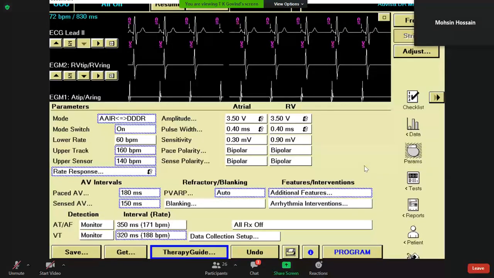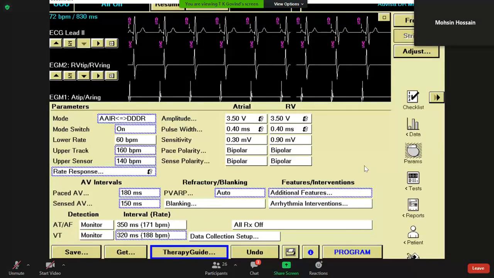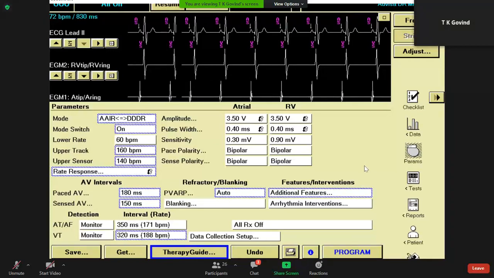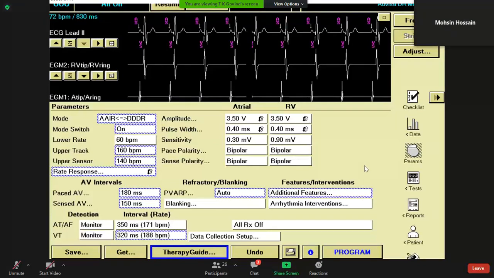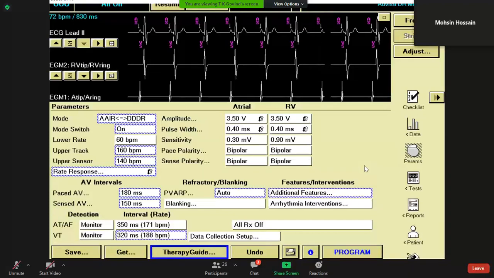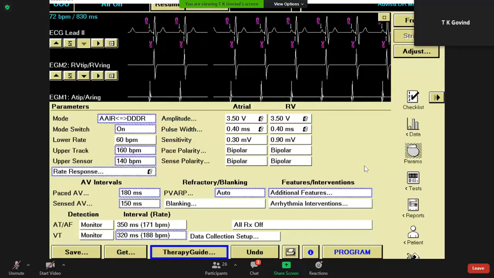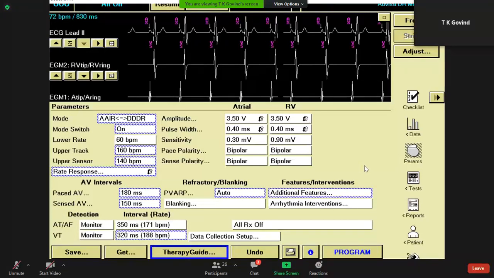If the patient has chronotropic incompetence in sinus node disease, in that case, we should use DDDR. That's definitely a good idea. Yes, that's a good idea. But in most of the cases we found the patient is DDDR and the battery is losing. Yes, I agree with you. Yeah.